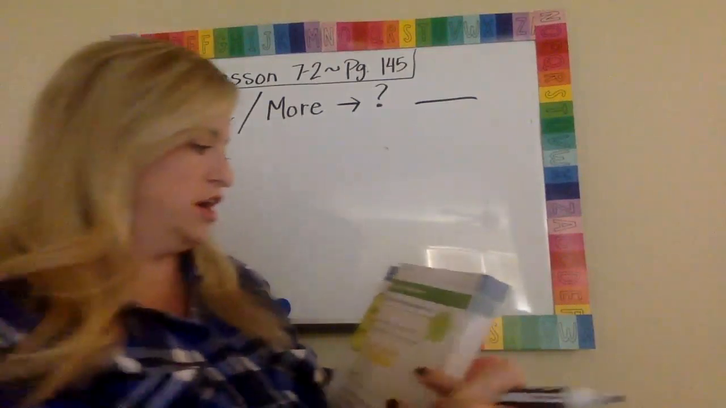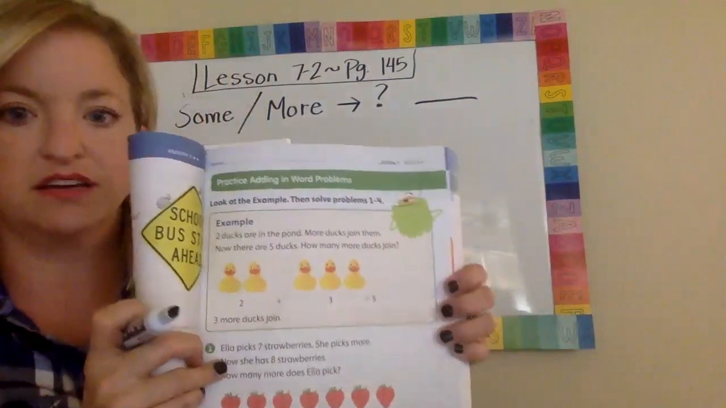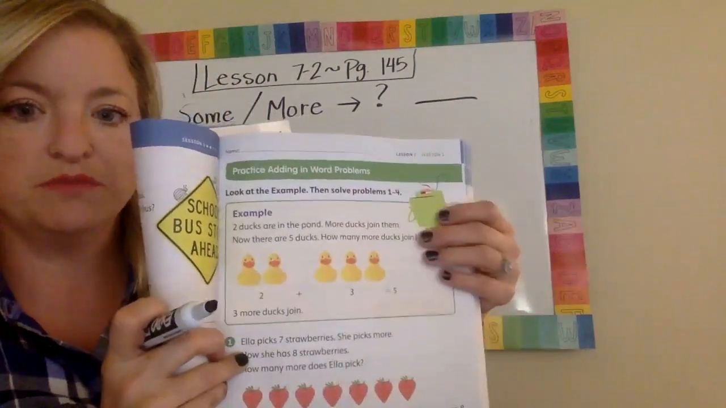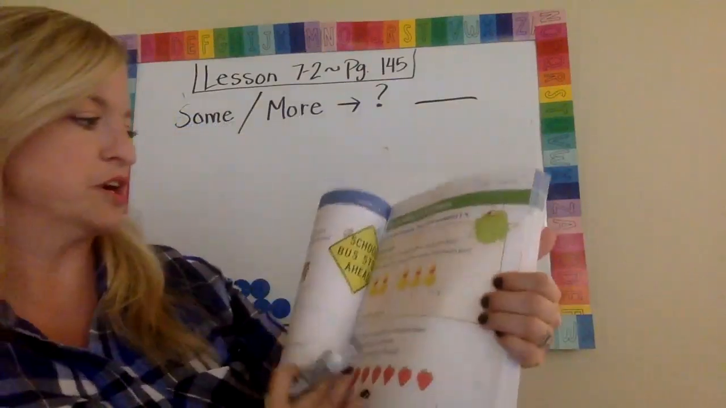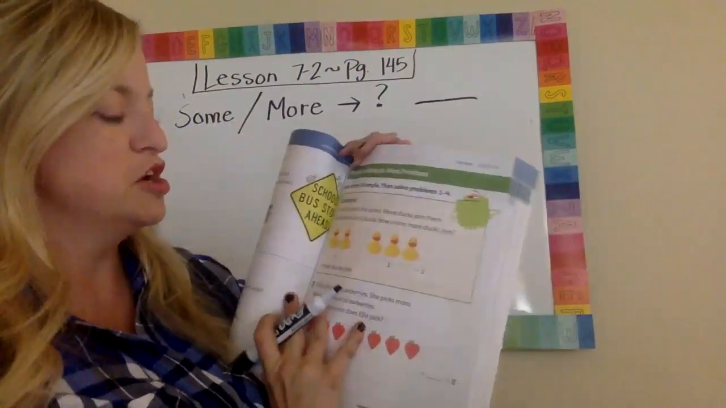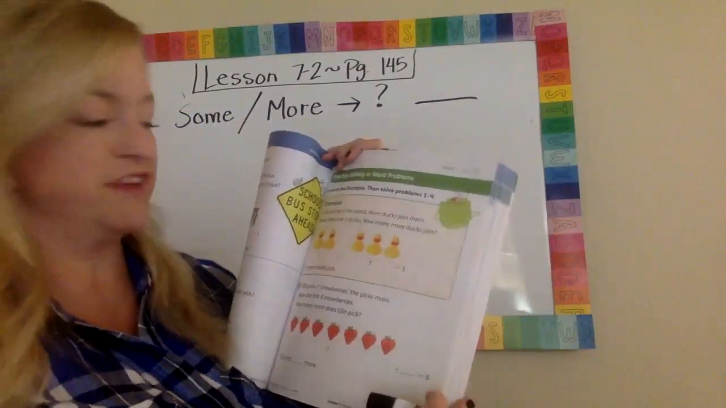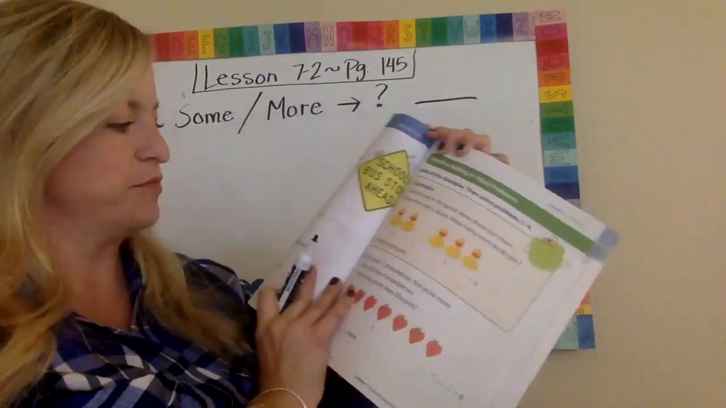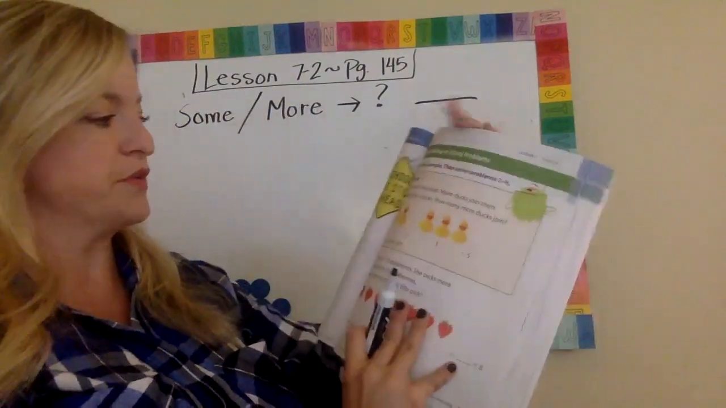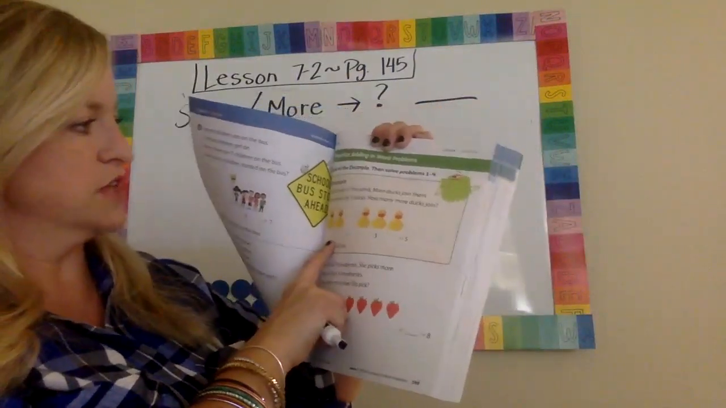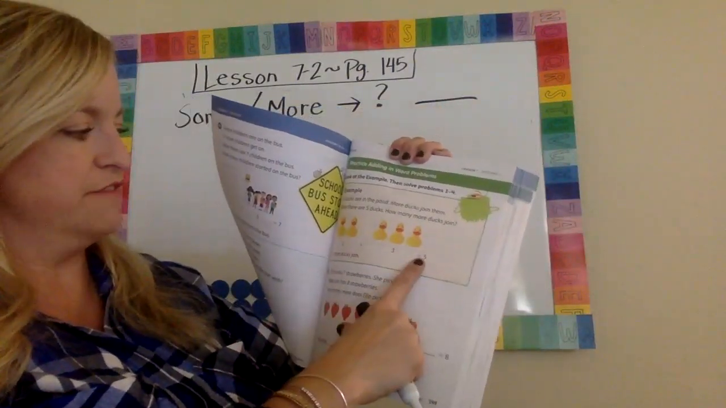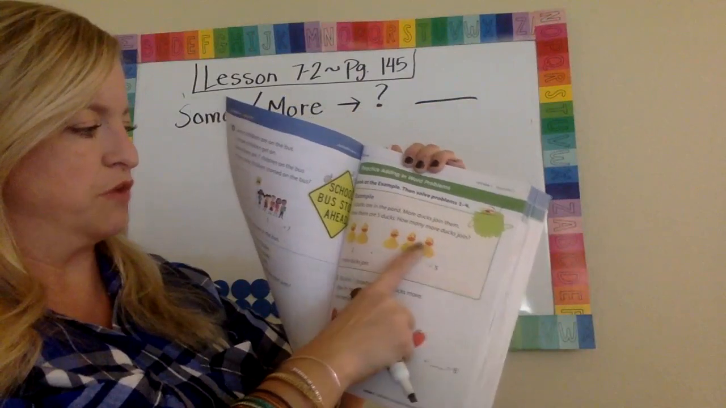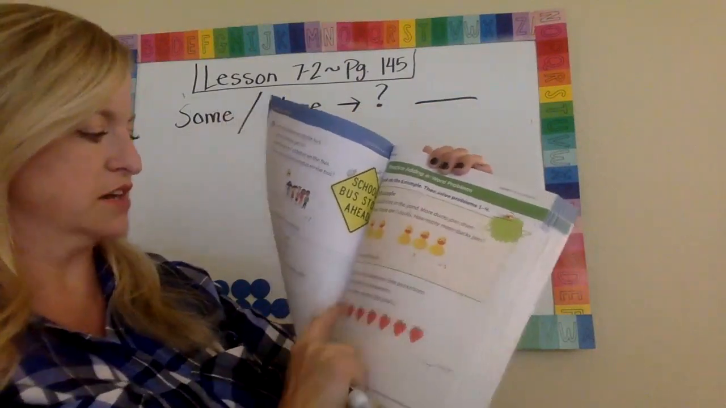So now you're on the practice adding in word problems, and it has an example at the top with rubber duckies. 2 ducks are in the pond. More ducks join them. Now there are 5 ducks. How many ducks join? 3 ducks join. So you have 2 ducks. Now there's 5. 2, 3, 4, 5. You have a total of 3 ducks joining.